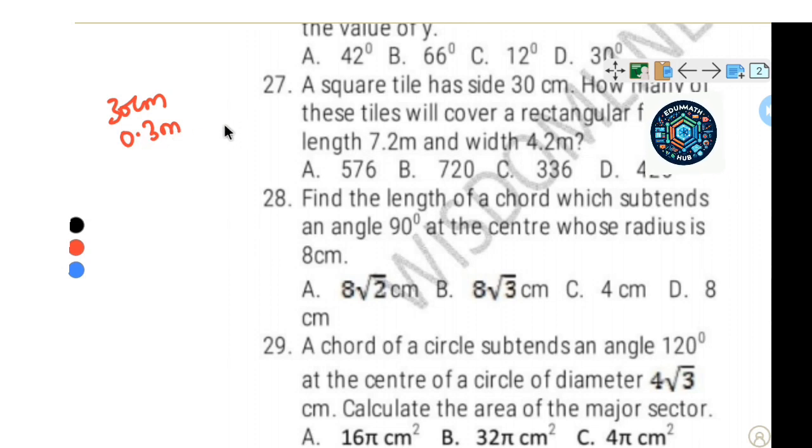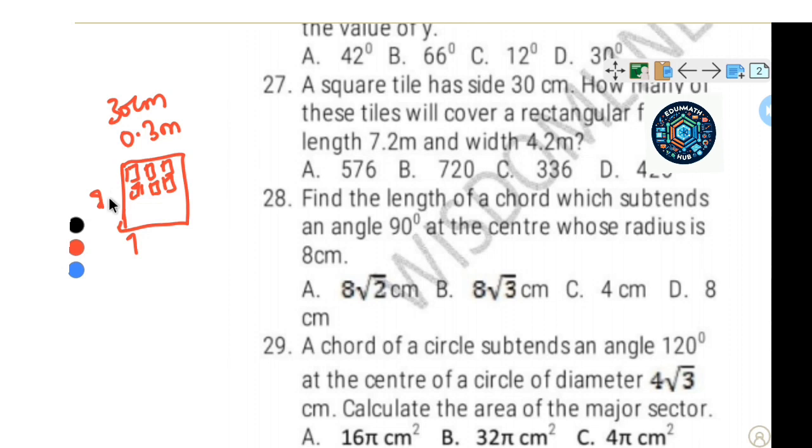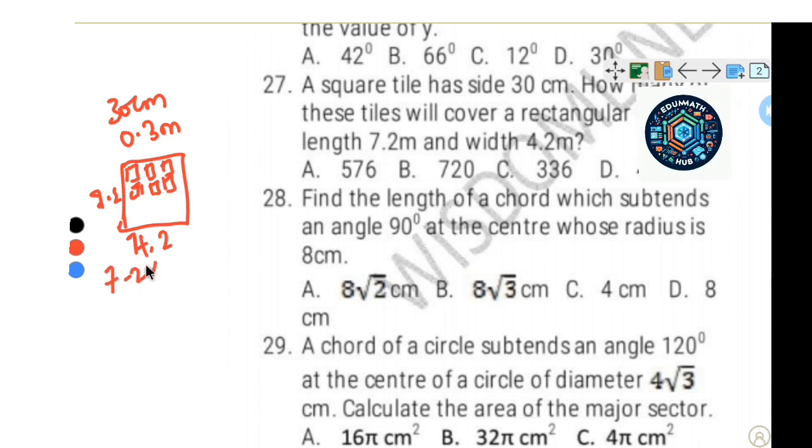What I'm trying to look for is that there's a rectangular floor, and you're trying to see how many of these small squares you will set inside this rectangular floor that will cover the whole area. And the rectangle is 7.2 by 4.2. So the first thing to do is to find the area of this rectangle. After getting the area, you now divide it by the area of the square. So the area of the rectangle is length times breadth. That's 7.2 times 4.2. If you multiply that, you will get 30.24.